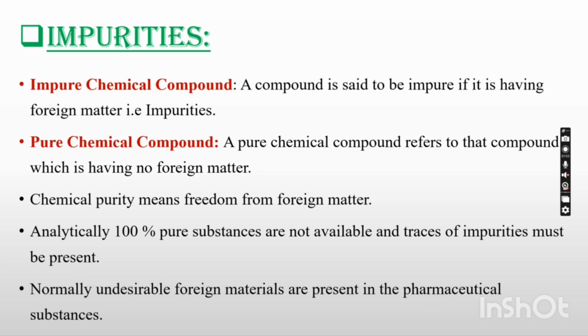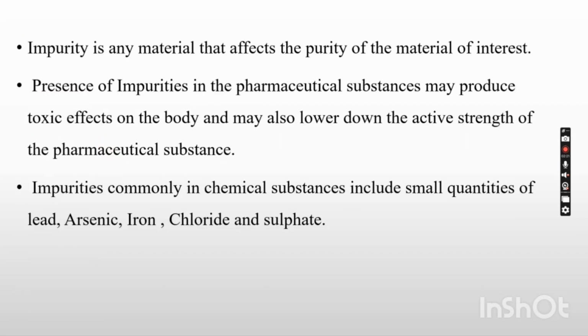Then, analytically, 100% pure substances are not available, and traces of impurities must be present in all chemical compounds. Normally, undesirable foreign materials are present in pharmaceutical substances. So impurity means that a compound has foreign matter, and that is called an impurity. Impurity is a material that affects the purity of the material of interest. So impurity affects the purity of the substance.